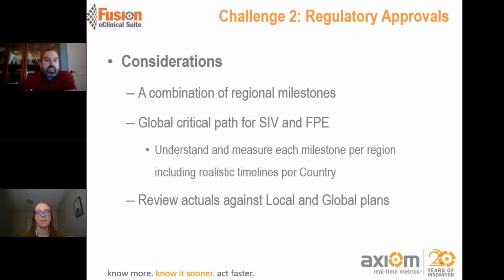Understand how to measure each milestone in each region as well. So it's not just enough to know where the critical path lies, but also to make sure that you are on that critical path, and on the point of the critical path that you expect to be on at that given time. That is very important because it allows you to vary your activities depending on where you're going to get the results. And then review, again, your actuals against the local and global plans.